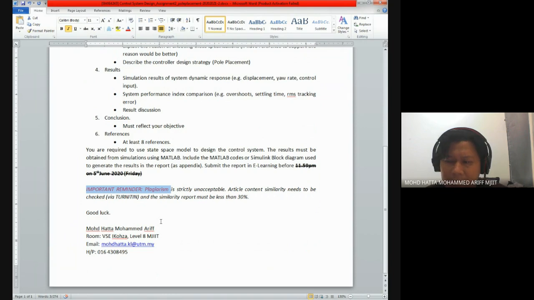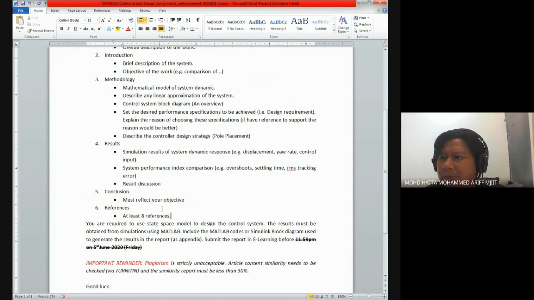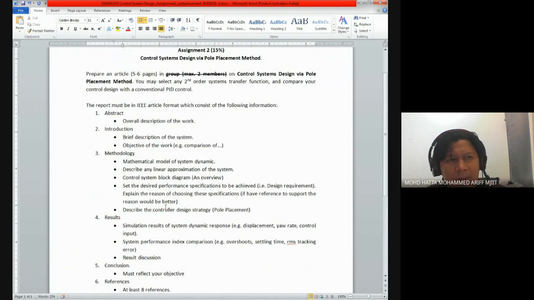And okay, this is very important about plagiarism. Plagiarism is strictly unacceptable. I will know whether the wording, the way you write your assignment, is from you or whether you just copied from other people. So I will check the article content with the Turnitin similarity report. Hopefully it's not involved with any plagiarism issue. All right, this is information for you, a guideline for you to come up with the report of the assignment.